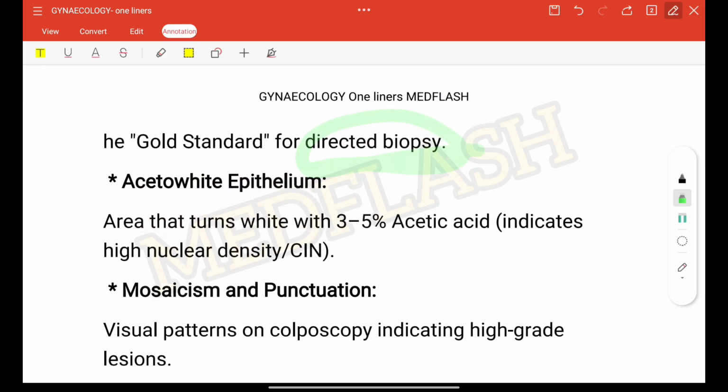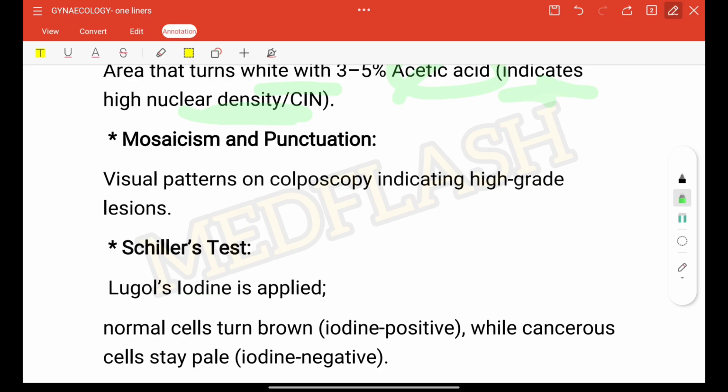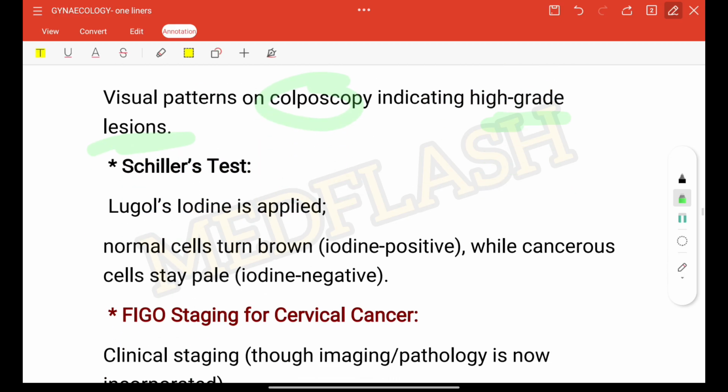Acetowhite epithelium, an area that turns white with 3 to 5% acetic acid, indicates high nuclear density. Mosaicism and punctation are visual patterns on colposcopy indicating high-grade lesions. Schiller test: Lugol's iodine is applied. Normal cells turn brown, which is iodine positive, while cancerous cells stay pale, which is iodine negative.